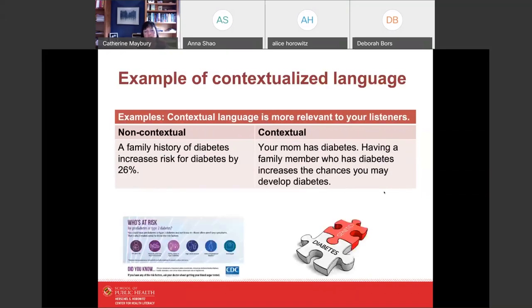Here's an example of a non-contextual sentence. A family history of diabetes increases risk for diabetes by 26%. Contextualized: Your mom has diabetes. Having a family member who has diabetes increases the chances you may develop diabetes. So if you're talking to somebody, you want to put your message into context for the person so that they can relate to it and understand it. People with low health literacy have a hard time comprehending and recalling decontextualized language. So we want to put it in context as much as possible.